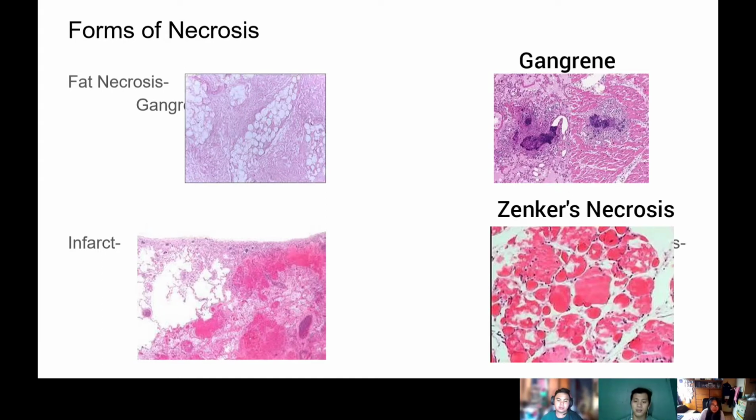Next is wet gangrene. Bacteria are present and there is inflammation of adjacent non-necrotic tissue. Inflammation in connective tissue is called cellulitis. The area swells and oozes fluid.